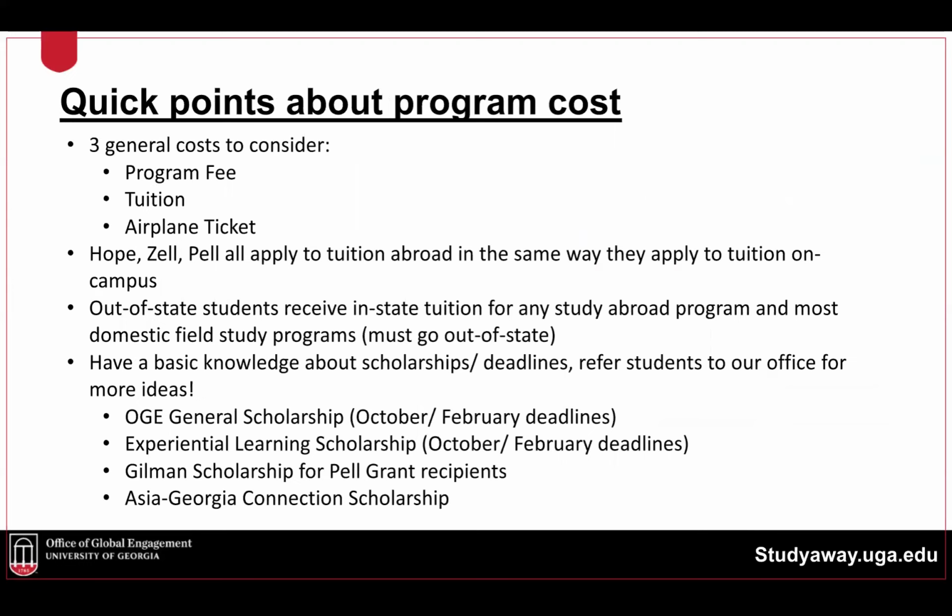And I've mentioned a lot of this already. The three general costs to communicate to students are the program fee, the tuition, and the airplane ticket. HOPE, Zell, and Pell do all apply to tuition abroad in the same way that they apply to tuition here on campus. My big suggestion, if students are asking specific questions, is to send them to the Office of Student Financial Aid, because they can access the students' financial records and give them a very accurate breakdown of what they will be receiving on a certain program.